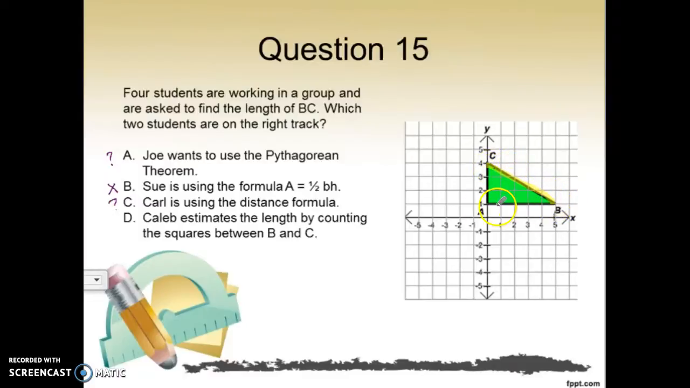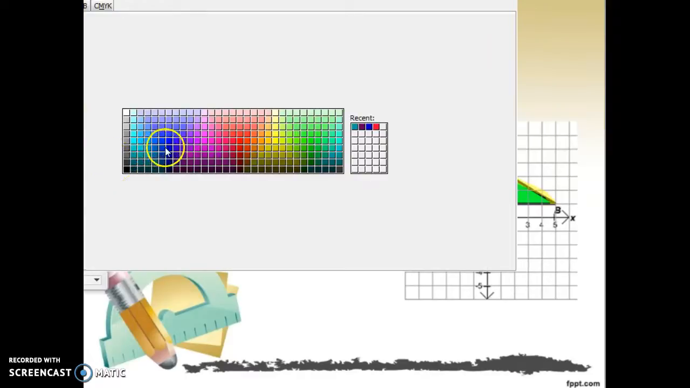I know it's going to be longer than 5 because I can see that AB is 5, and I know that the hypotenuse is always the longest side of a right triangle. So I know it's going to be longer than 5, but that's about as good as I can do with my estimate. So it's probably not going to be that answer. So let's investigate the 2 where we put question marks just a little closer.